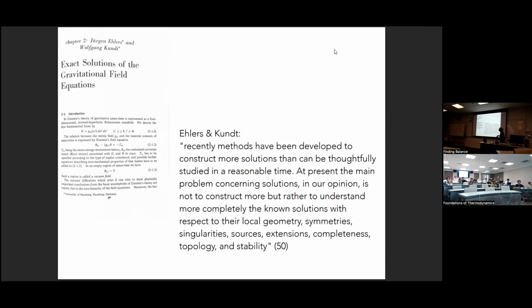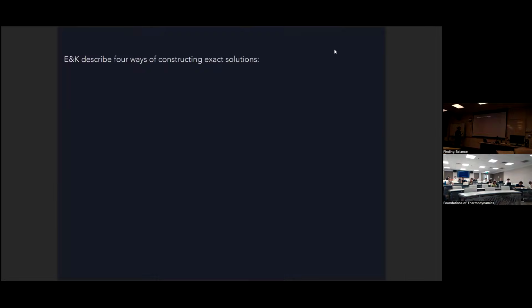So basically they're saying it's pretty cheap and easy to come up with new exact solutions. What we really want is better physical understanding of what's going on in these exact solutions. And this same idea recurs again and again in all the books that I showed you that are systematic studies.